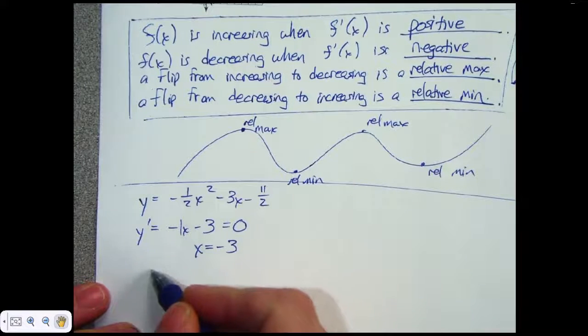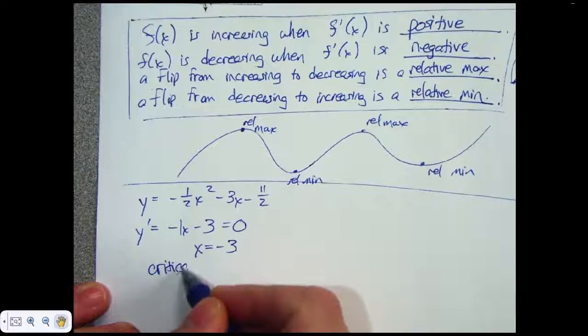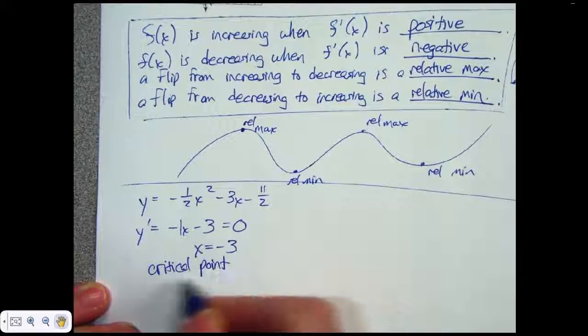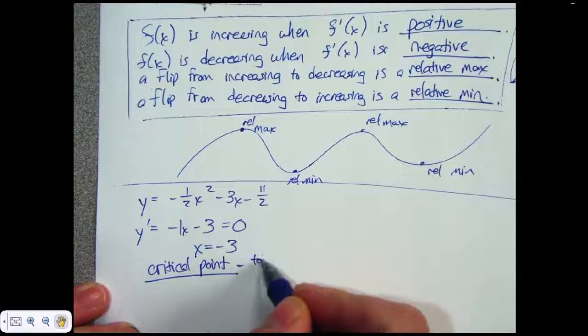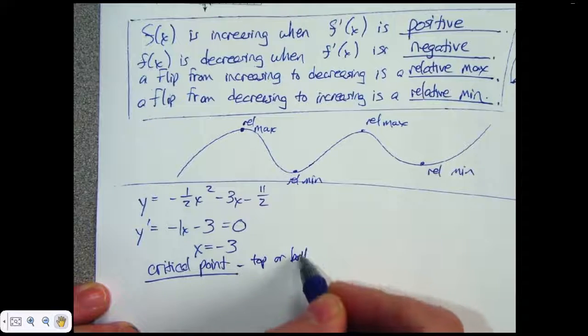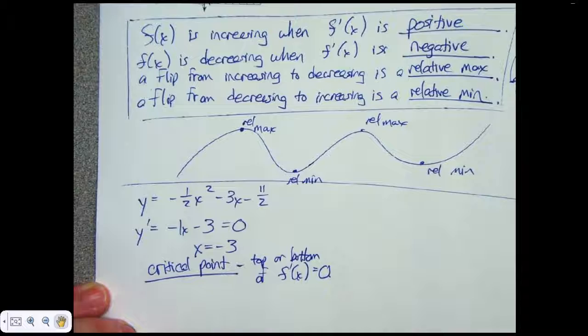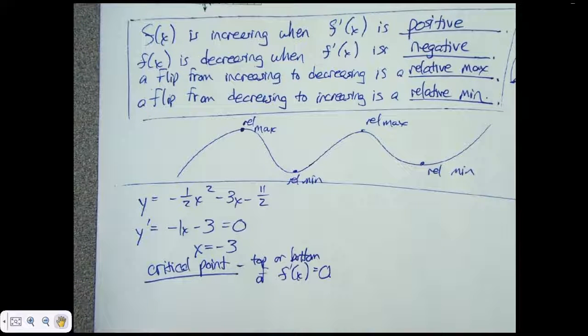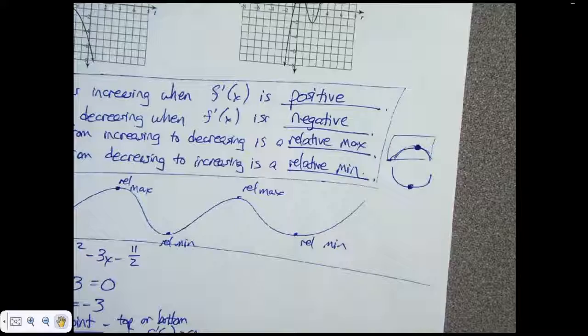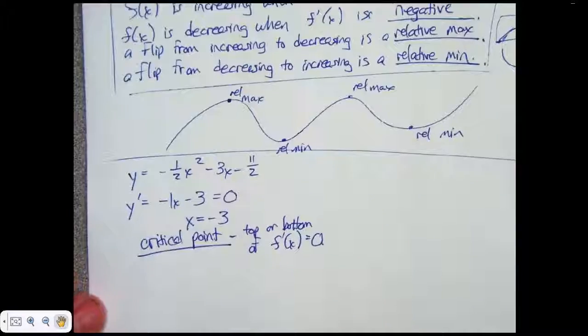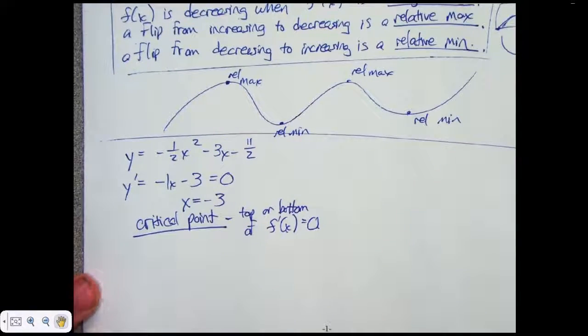That is what's called a critical point. A critical point is where the top or bottom of f prime of x equals 0. So if this were a fraction, we would set the bottom equal to 0 too. And I think there's a couple of those in here, so we'll definitely look at one of those. So x equals negative 3 is a critical point.